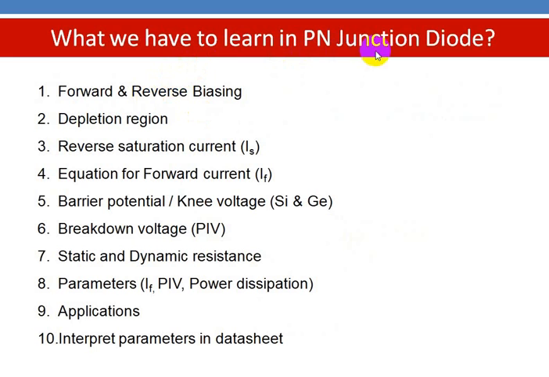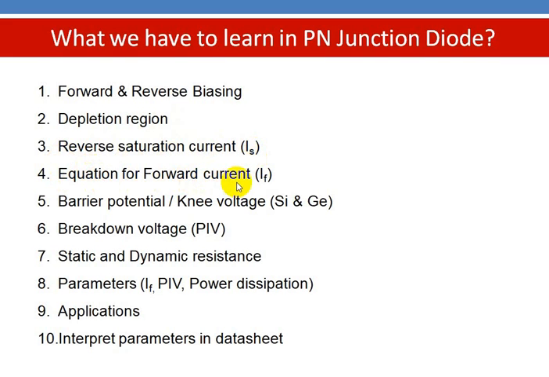What we have to learn in PN junction diode. We have to know about forward and reverse biasing conditions, how it works. Then you should know about the depletion region, why it is formed. Then you should know the reverse saturation current. It is nothing but the current that is flowing in the reverse bias condition.